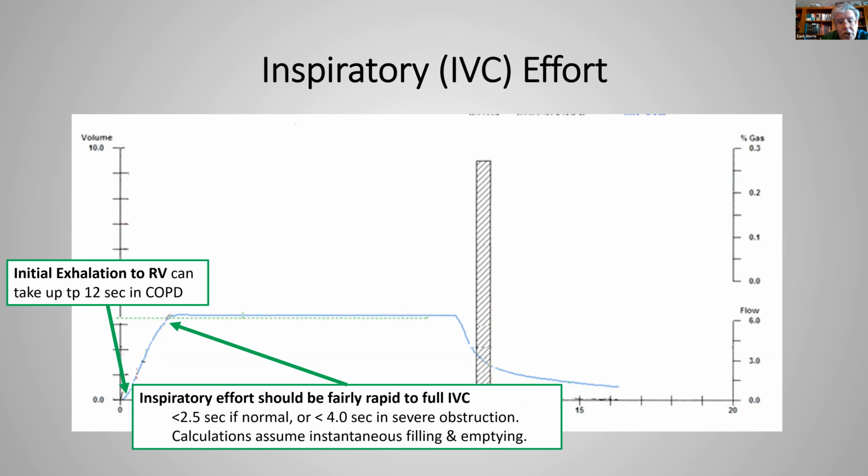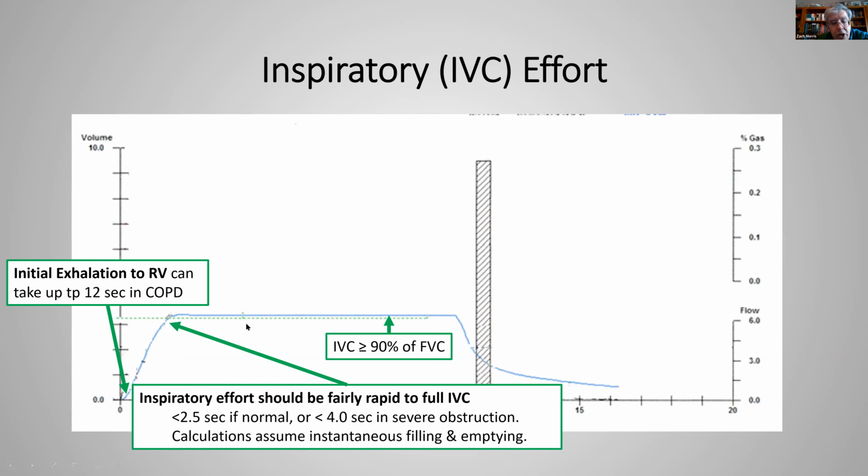The inspiratory effort should be fairly rapid to a full inspiratory vital capacity. In a normal person, it should be done in less than 2.5 seconds. In severe COPD, you can allow up to 4, but you've got to keep in mind, the calculations for diffusion assume instantaneous filling and emptying of the lung.